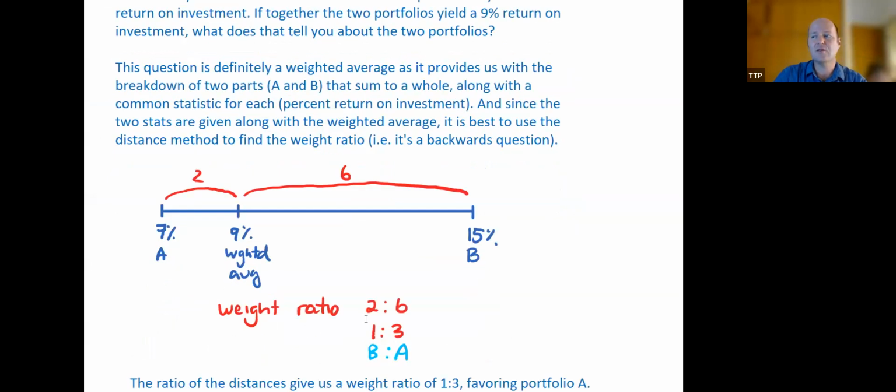Now the question is, great, so A to B is 3 to 1. 3 to 1 what? Like 3 what for every 1 what? That's what this whole slide is about. How do you know what units the weight ratio is in? Like what you're finding the ratio of. So what do you guys think it would be here?